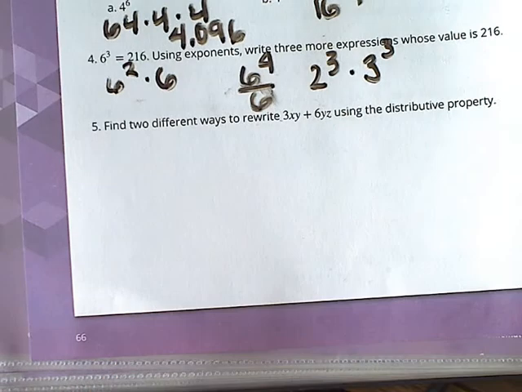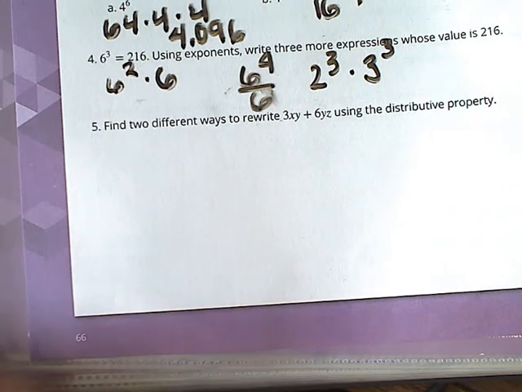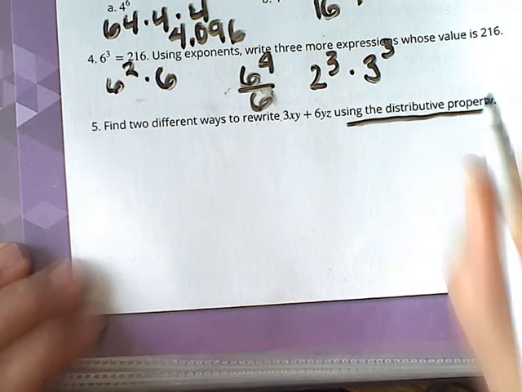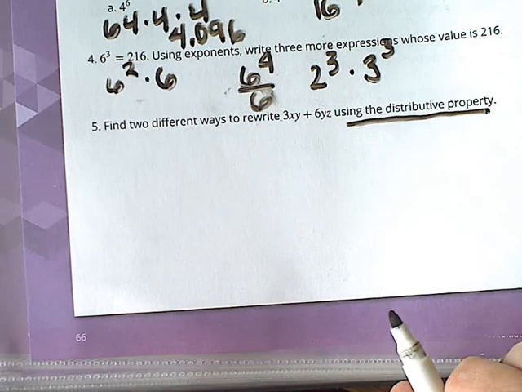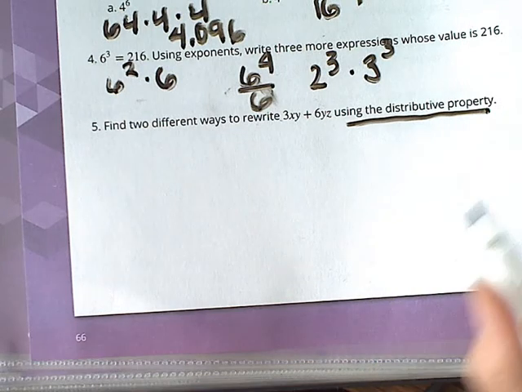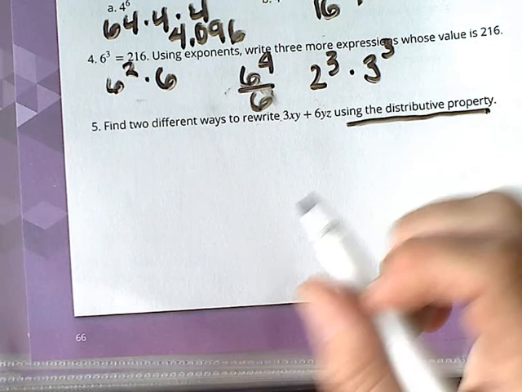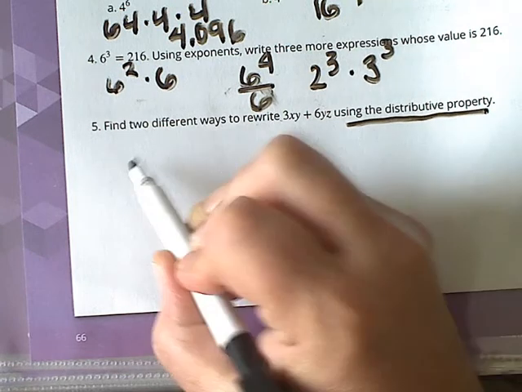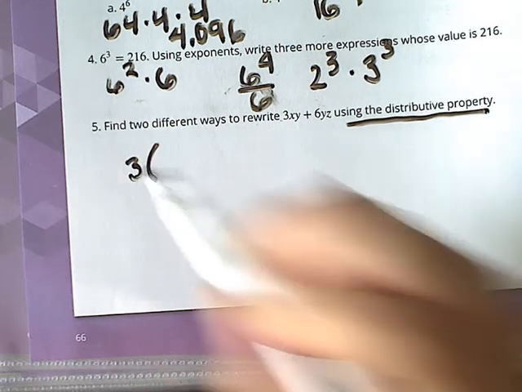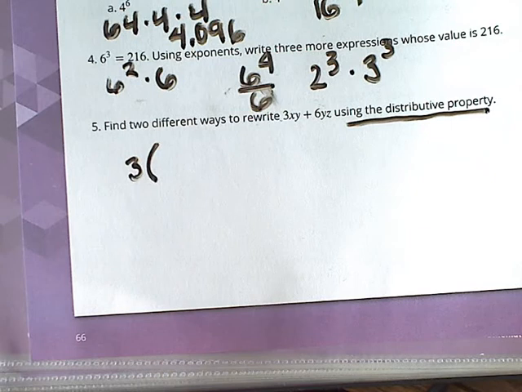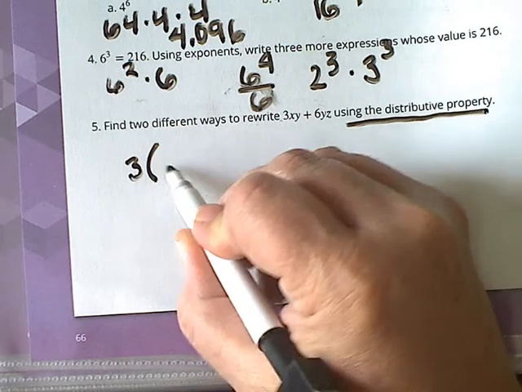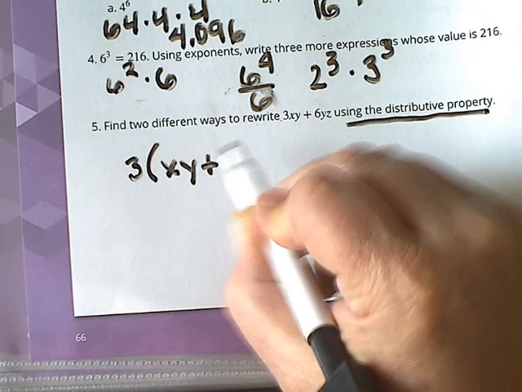Alright, find 2 different ways to rewrite 3xy plus 6yz. So remember, on these, we're using the distributive property. There's a lot of ways to do it that are not distributive property, but you need to do it as distributive property. So I'm going to take that 3 out of there, and it would be 3 times xy plus 2yz.